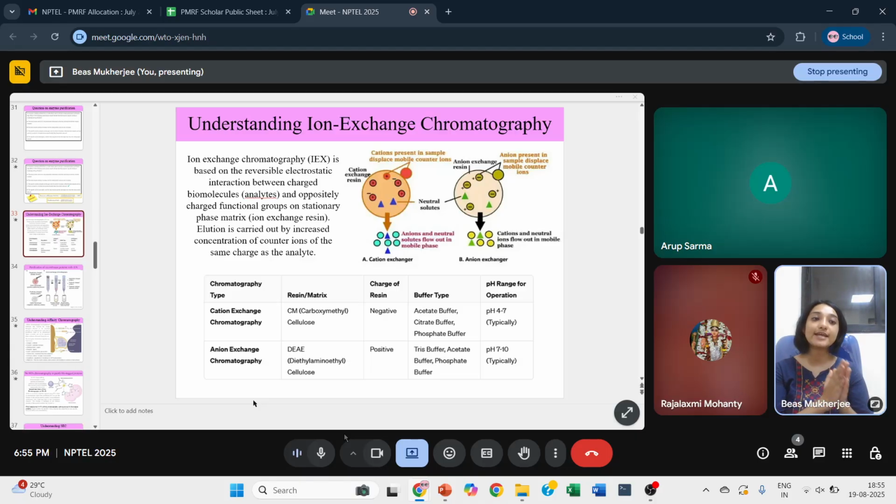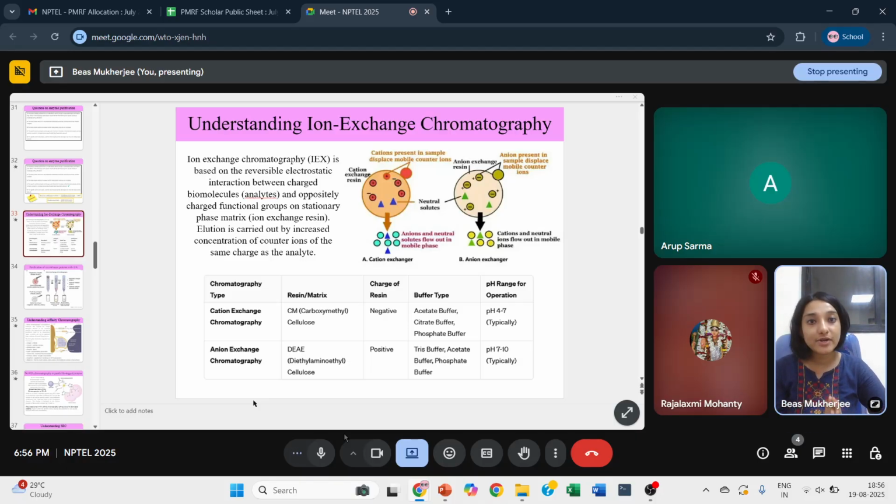Let's say for anion exchange, your protein is an anion, it's negatively charged, and the resin to which it is going to bind is positively charged, right? And the other ions which are also negatively charged but smaller in size compared to your protein are called the counter ions. So counter ions are going to come and bind to the resin, displacing your protein of interest, and this is going to get eluted, right? So this is the principle.